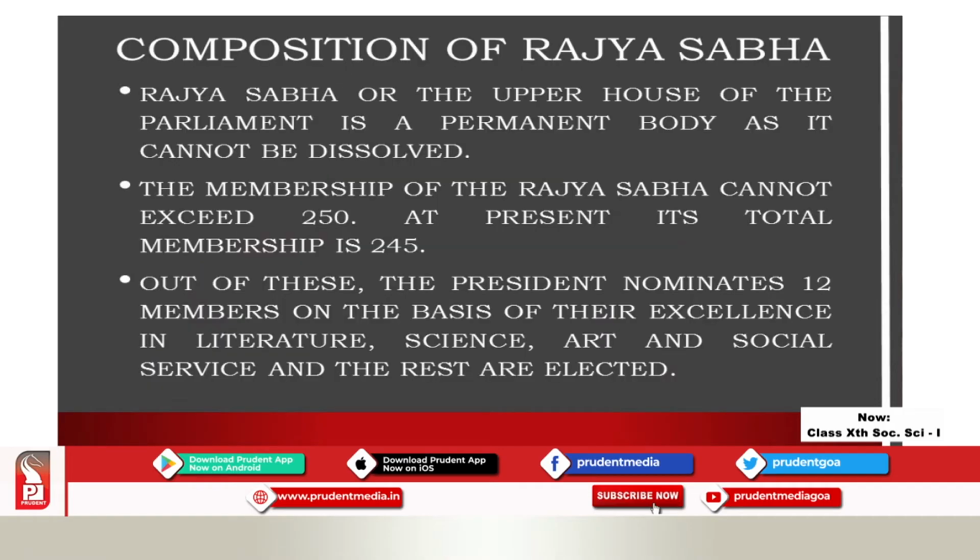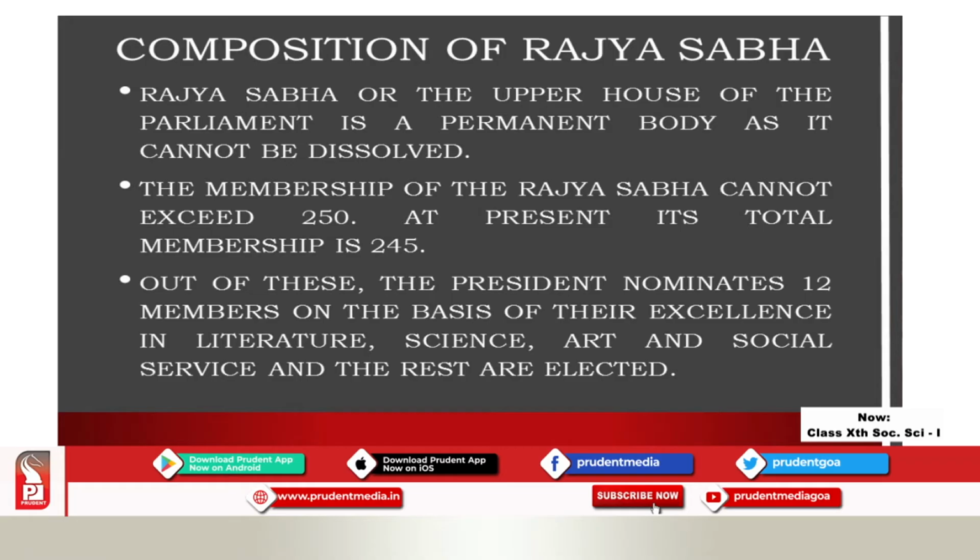Now the composition of Rajya Sabha. It is also known as the upper house of Parliament or the Council of States, because Rajya Sabha represents the states of the Indian Union. It is a permanent body because it cannot be dissolved. The membership of Rajya Sabha cannot exceed 250 members. That is the maximum permissible membership. At present, it is 245.